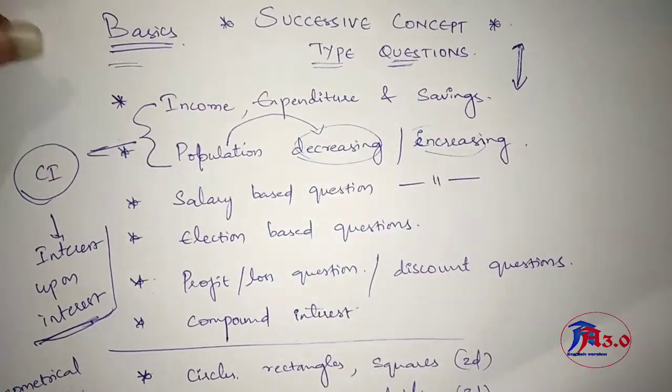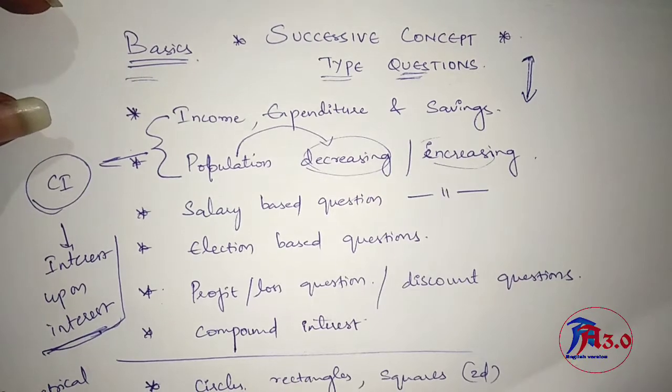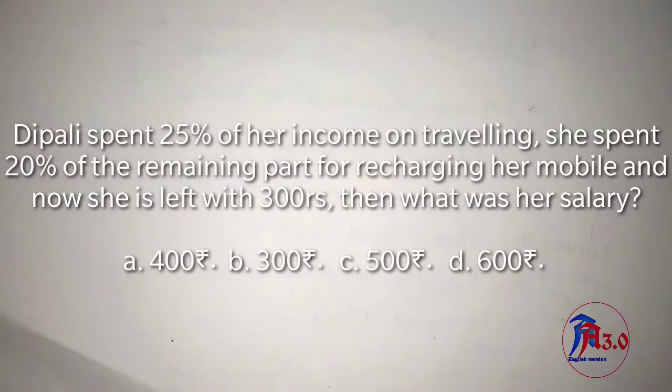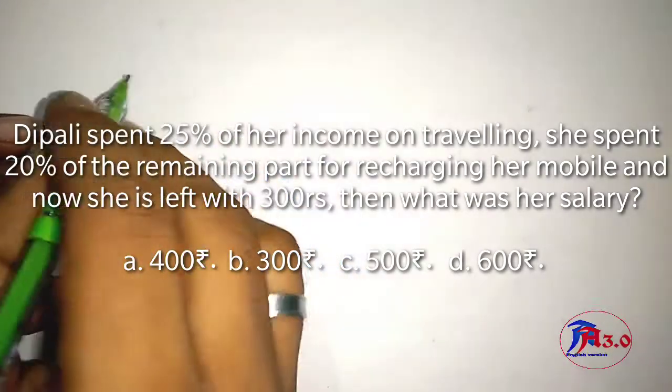And I'm trying to take the question now. The question is here: Dipali spent 25 percentage of her income on traveling. She spent 20 percentage of the remaining part on recharging her mobile, and now she is left with rupees 300. Then what was her salary? Let us try to solve this.